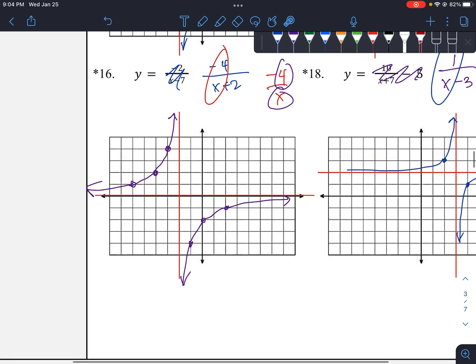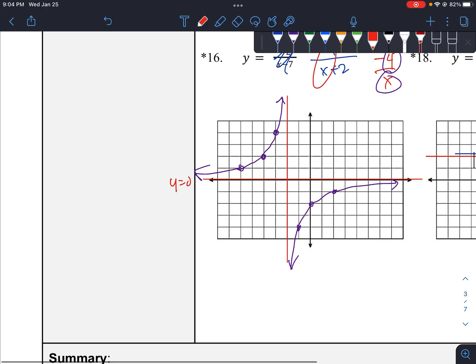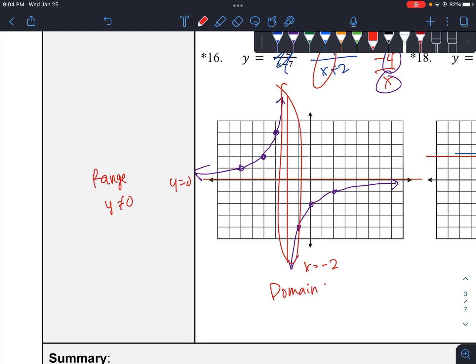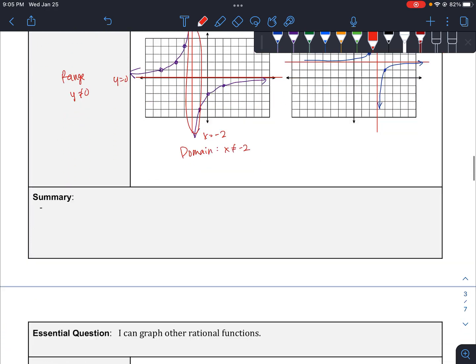For this one over here, again, I look at my asymptote. So this is y equals 0, so my range is that y cannot be equal to 0. And then this is the asymptote x is equal to -2, so my domain is all real numbers, but x cannot be equal to -2. Okay, so that's how I do it. So the domain here is that x cannot be equal to 3, and the range is that y cannot be equal to +2. Okay, so hopefully that's a good enough explanation for that.